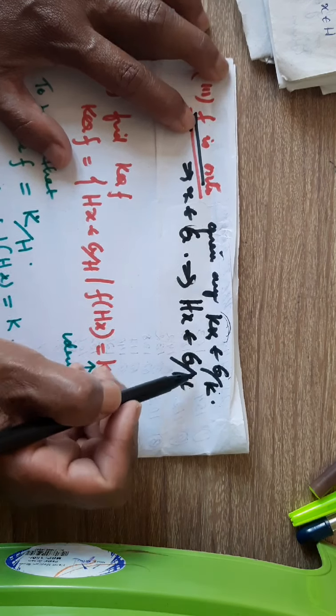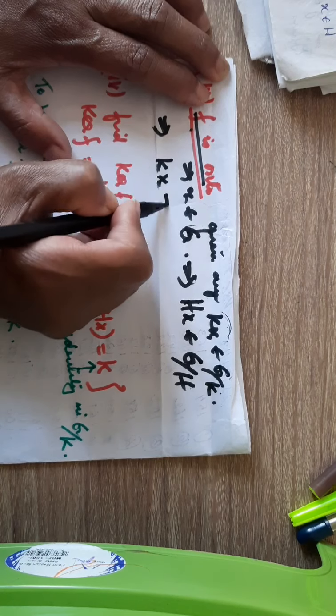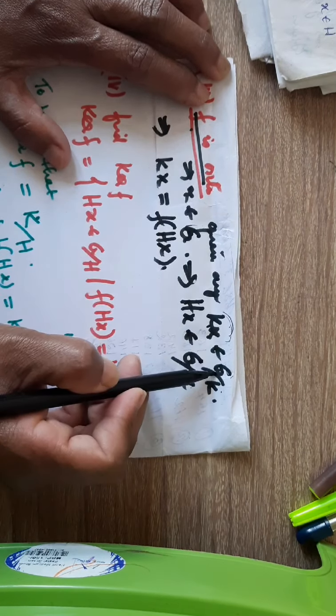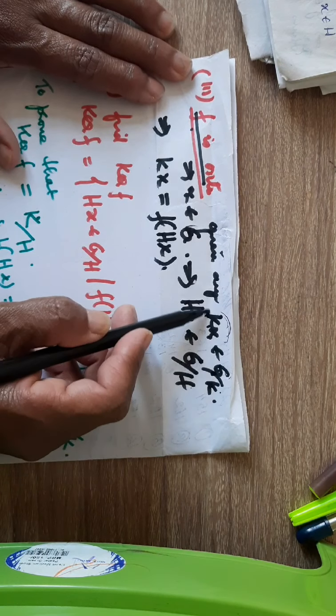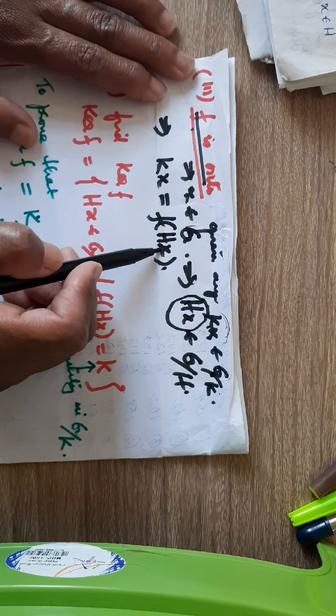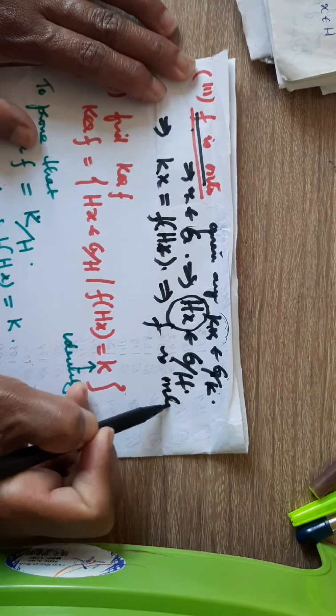So this implies that Kx is now equal to F of Hx. That means for every Kx belonging to G by K, you can always find an Hx belonging to G by H such that Kx can be expressed as F of Hx. So which means that F is onto.